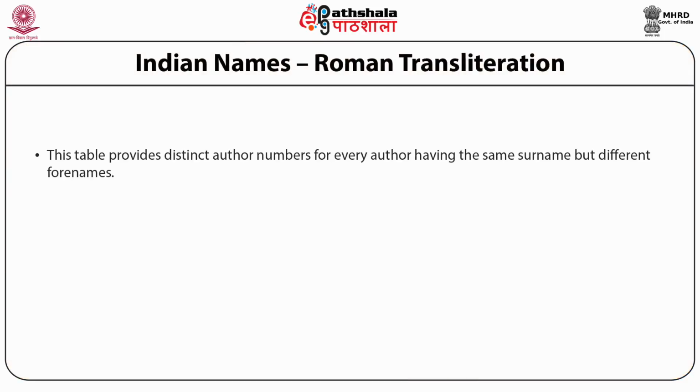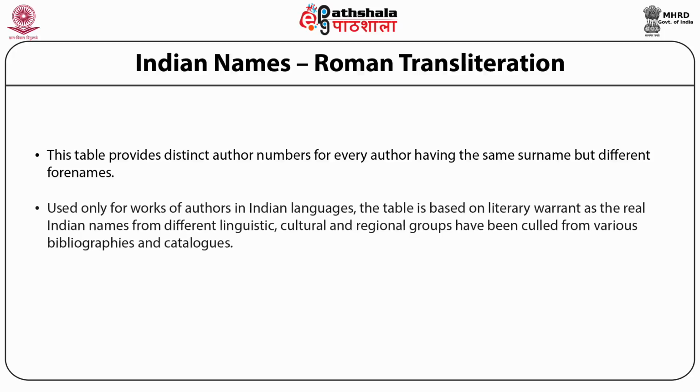In the schedule above, names are written as one word without space. For example, Dasadhikari, one word, Madhavpanikar, one word, and Ramannayyar, one word. For your further information, an image of the whole one page is reproduced here. The table devised by the National Library provides distinct author numbers for every author having the same surname but different forenames, which is not possible by using Cutter tables. It is used only for works of Indian authors in Indian languages.